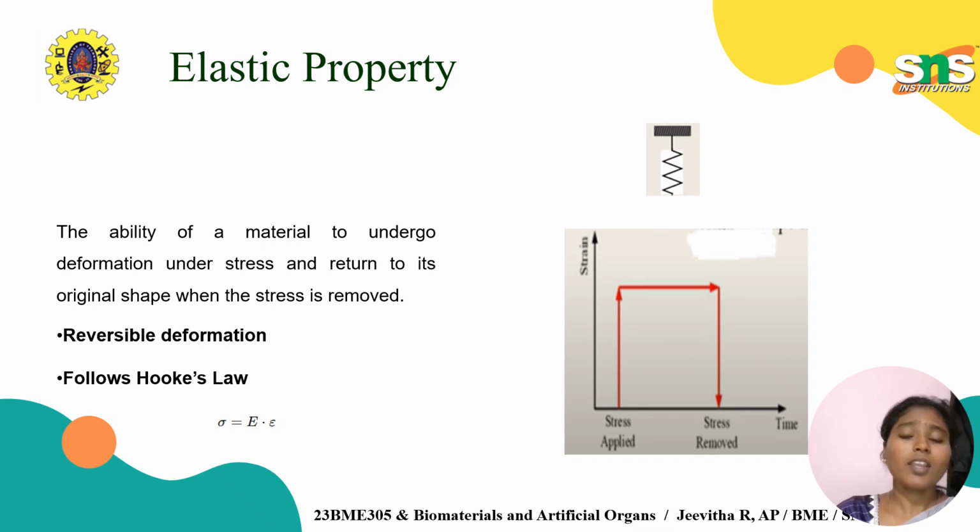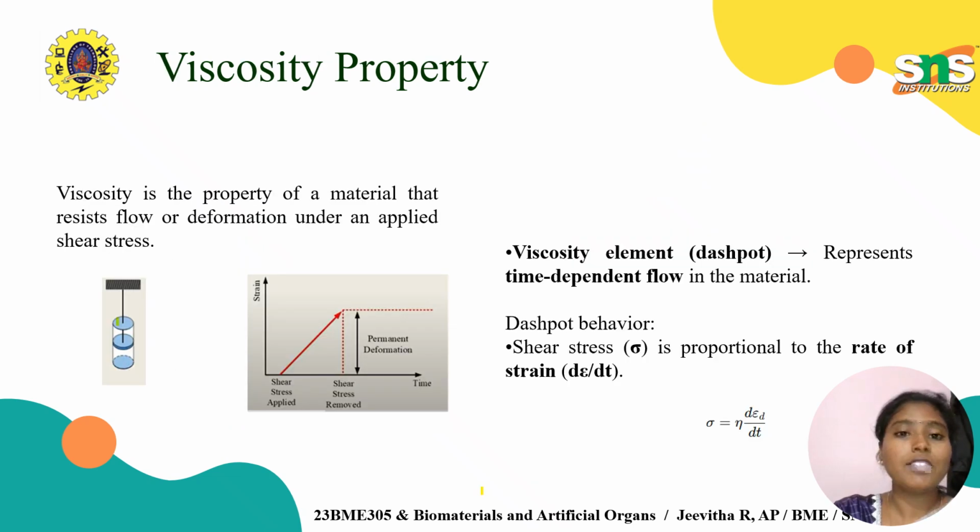Then, elastic property. It is the ability of the material to bounce back to its original position when the stress is removed. We can represent it as a spring, and when we apply the stress, the strain increases. When we remove the stress, the material goes back to its original position. This is the elastic property. It is a reversible deformation and it follows Hooke's law. Here the stress is elastic modulus times strain.